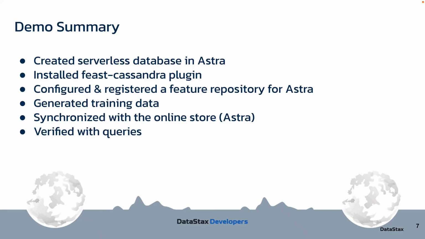What did we do in this demo? Well, we started off by creating an Astra serverless database. We then installed Feast and the Feast Cassandra plugin. We configured Feast to use Astra DB keyspace as our feature repository, then generated some training data, synchronized the local data with the online store, which in this case is Astra, and then did a couple of queries to verify that the data actually was propagated to the cloud.